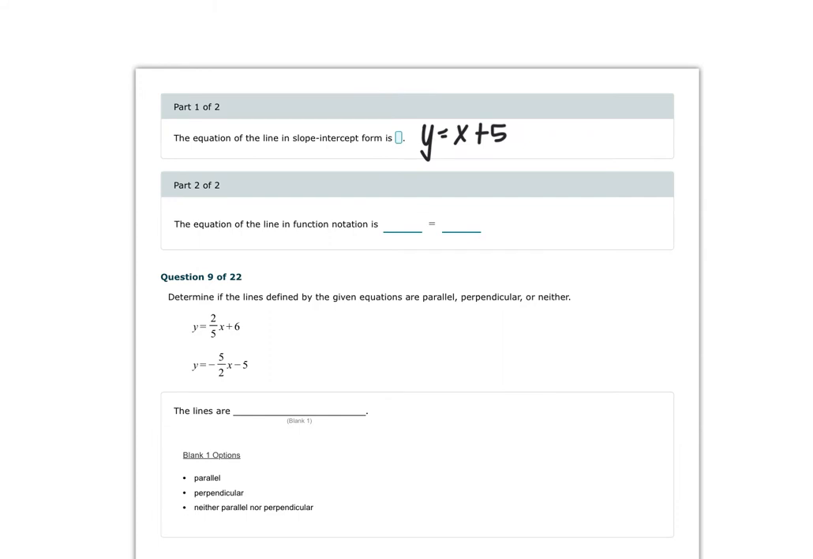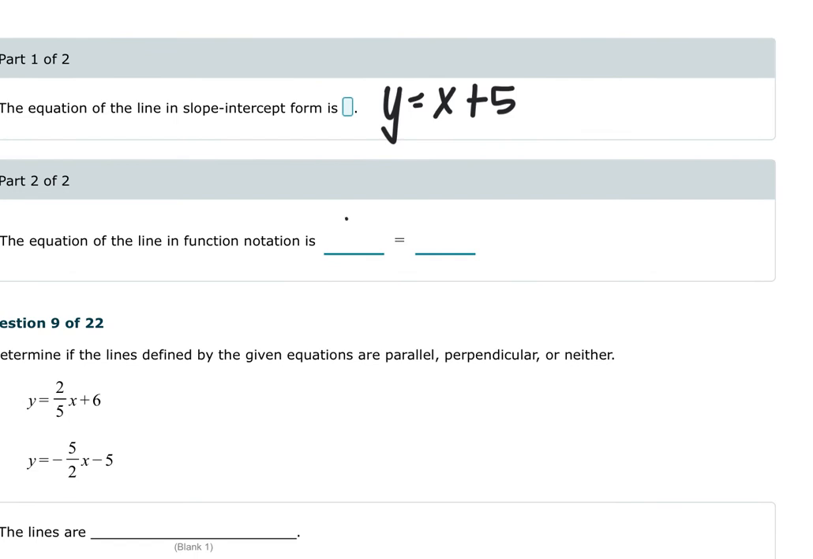We already answered this question on the last page, so y equals x plus 5, but just know that when it's asking you for function notation, instead of writing y equals, it wants you to put f of x equals.